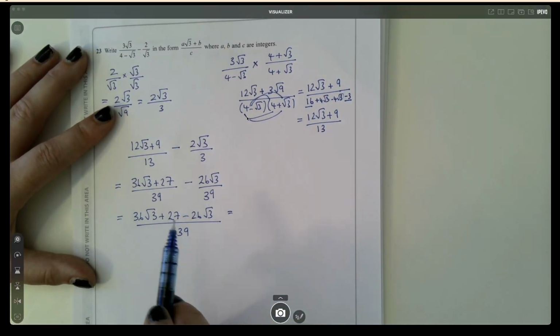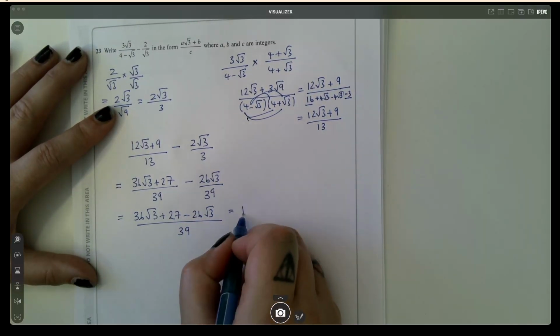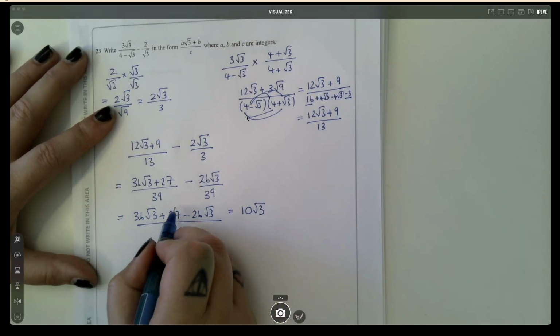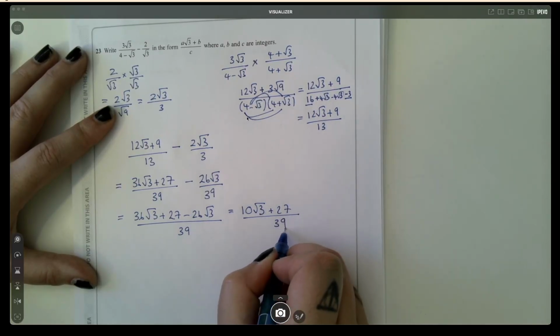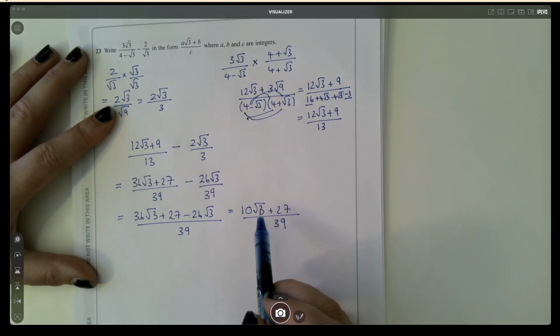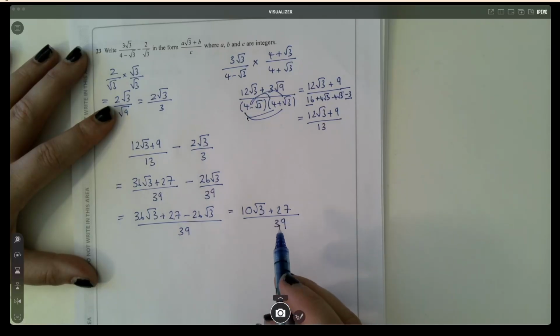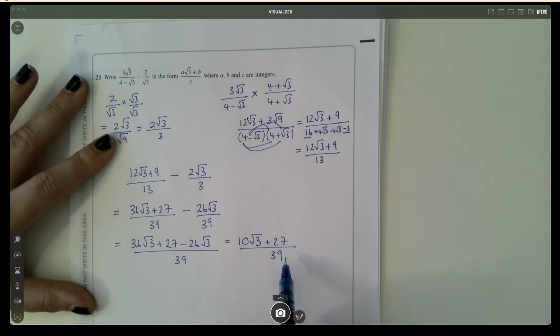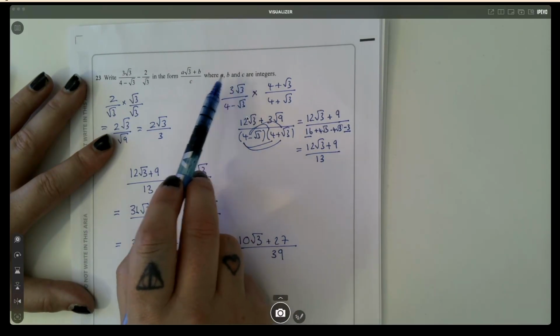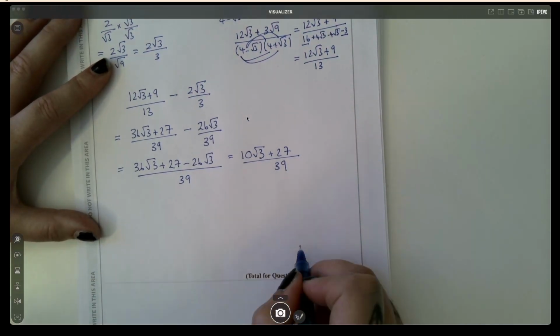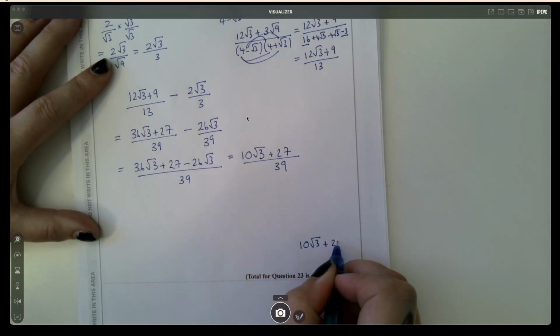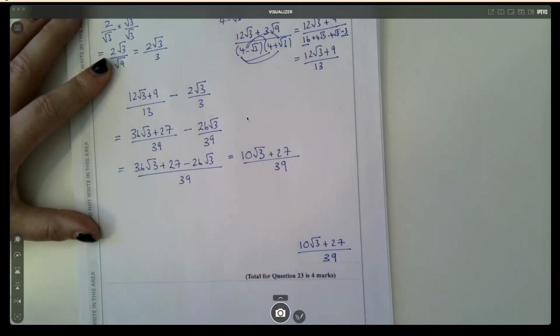So 36 root 3 subtract 26 root 3 leaves me with 10 root 3. The plus 27 here is going to remain on the top, and then we've got 39 on the bottom. I can't simplify this any further because there isn't a common factor of 10, 27 and 39 other than 1. So this is my final answer, but I'm going to check. A, B and C need to be integers, 10, 27, 39. Good, I'm happy with that, so I'm going to carefully copy that on my answer line.